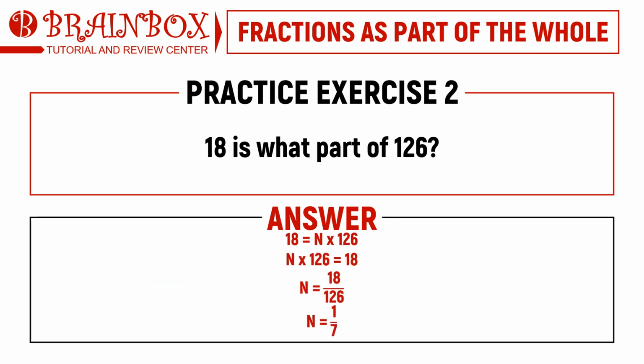Time is up. The correct answer is 1/7. The mathematical equation for this is 18 equals n times 126. This can also be written as n times 126 equals 18. We now move on to solving the equation to get the value of n. We first transpose 126 to the other side and simplify the resulting fraction. From this, we get n equals 1/7.